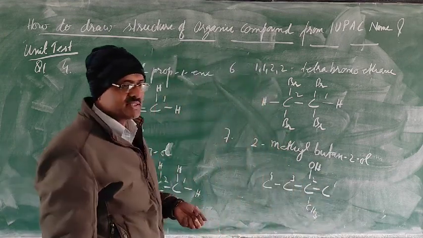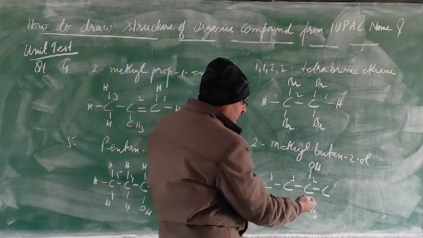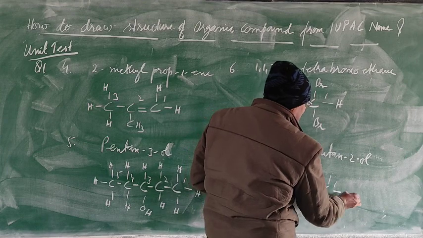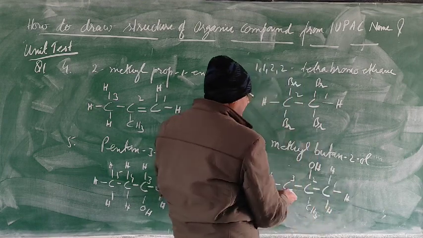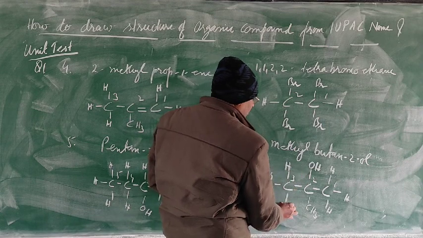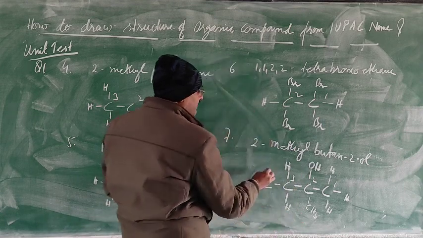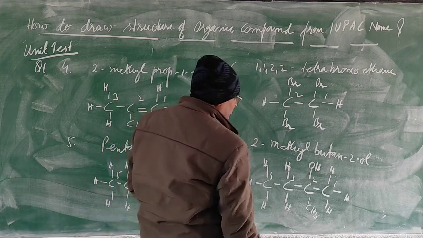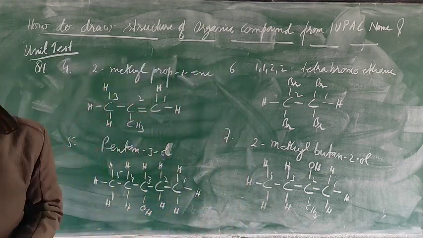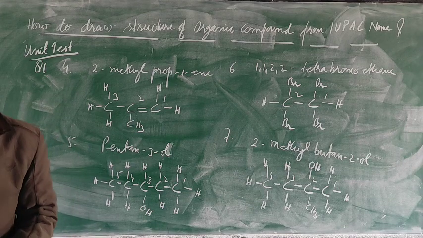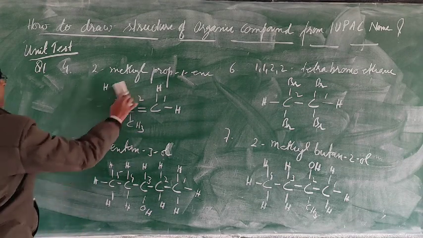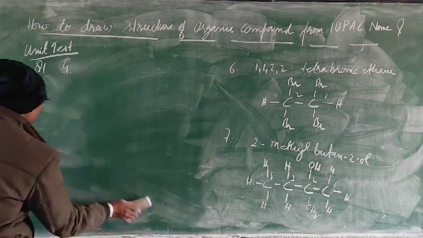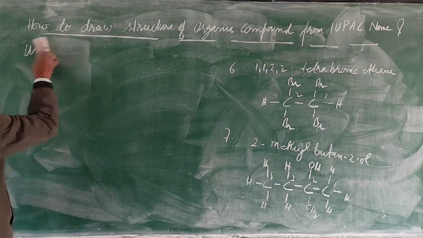Now the rest of the valences with hydrogen atoms. So on this carbon only 1 valence is satisfied, so 3 are left. You can make 3 hydrogen atoms here. Here all 4 occupied. Here 2 occupied, only 2 are left. Here 1 occupied, 3 are left. So like this you can draw the structure. So next one is the 8th one.